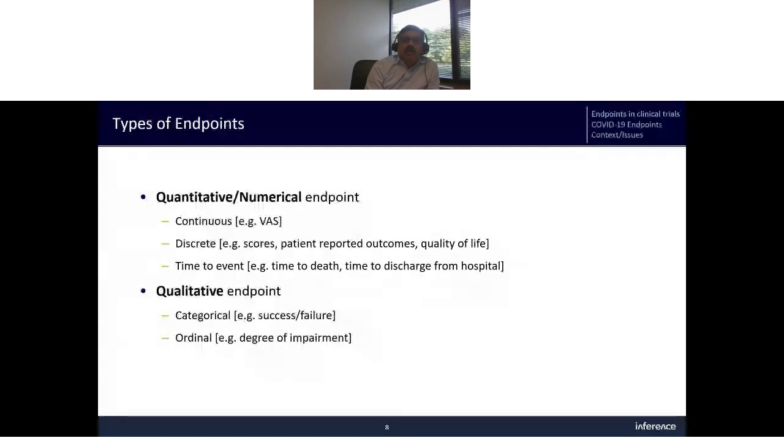Some of the discrete ones could be some kind of scoring. It can be patient-reported outcome as well, quality of life, SF-36 or something like that, right? So these are some of the examples. And then the other numerical endpoint is time to event, time to death, time to discharge from hospital. For example, in COVID, these would be endpoints of interest that we could look at. So here, the number is basically time, number of days, number of weeks, number of years, months, etc.